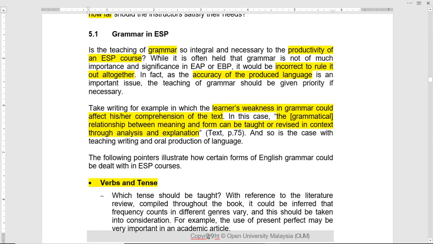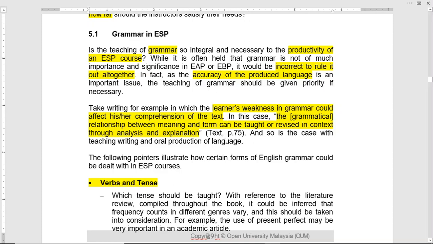Is grammar integral to the productivity of an ESP course? It would be incorrect to rule it out altogether. Grammar is necessary. The accuracy of the produced language is an important issue. So grammar is important. It should be given priority when necessary.